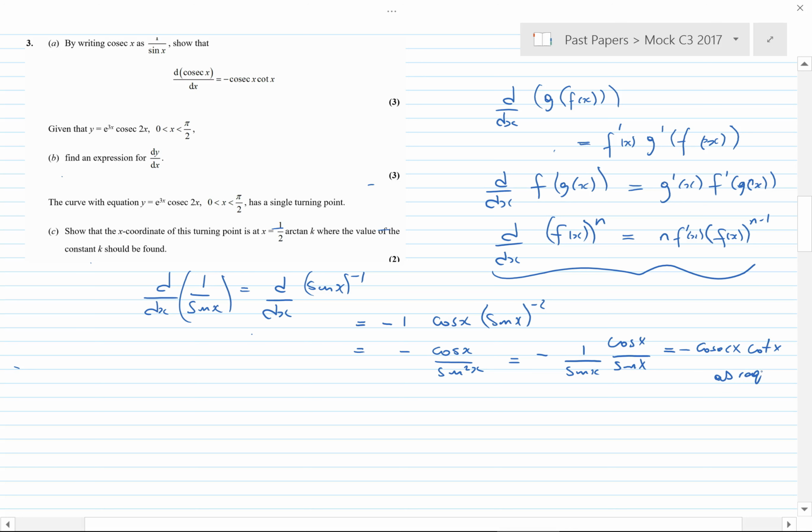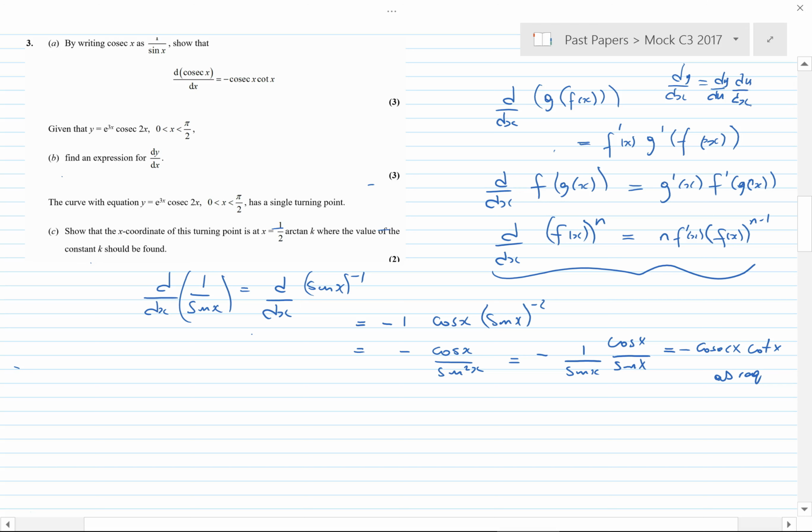Okay, so that's how we do that pretty much. Now, some people don't like writing this with the d by dx. It's okay to just say let y equal 1 over sine x and use the conventional chain rule as written like this if you want. Doesn't matter, it's trying to cut down on writing really. Okay, so that's part A.